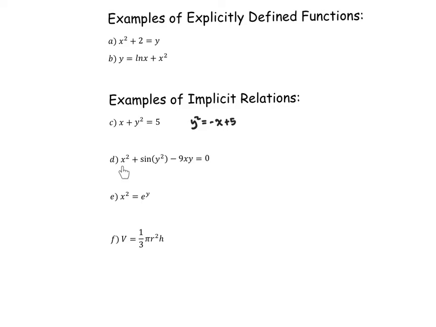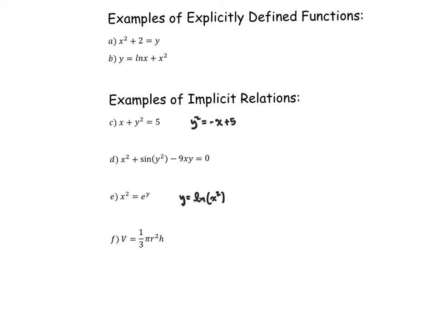Likewise, in part D, you're going to see that I've got y in multiple terms here, which would make it extremely difficult to write y in terms of x. This would be another example of an implicit relation. Okay, part E, this is interesting. This could be written as a function. If I were to change this exponential function into logarithmic form, I could write y explicitly in terms of x in this fashion.